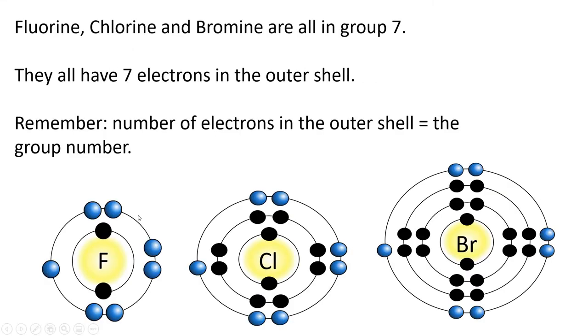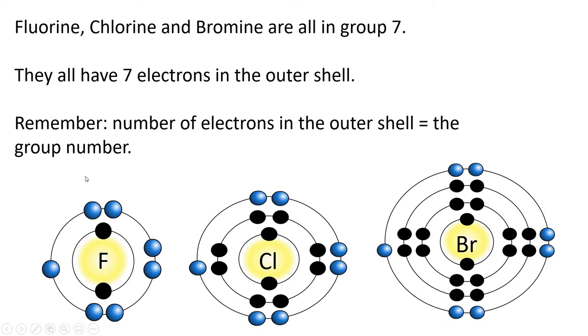So here are our answers for fluorine, chlorine and bromine. Fluorine: 2 on the first shell, 7 on the second or outer shell. Chlorine: 2 on the first shell, 8 on the second shell and 7 on the third or outer shell. With bromine, 2 on the first shell, 8 on the second shell, 8 on the third shell, 7 on the fourth shell, which is also the outer shell.